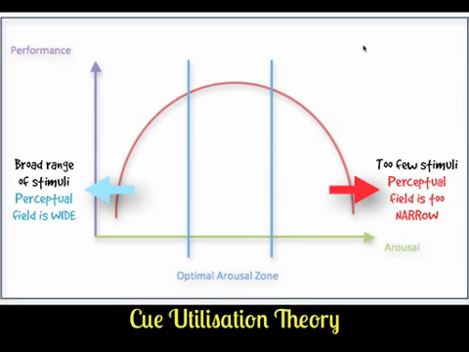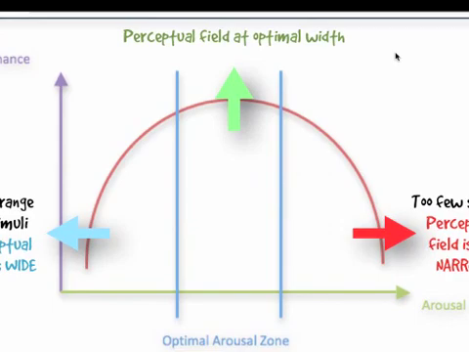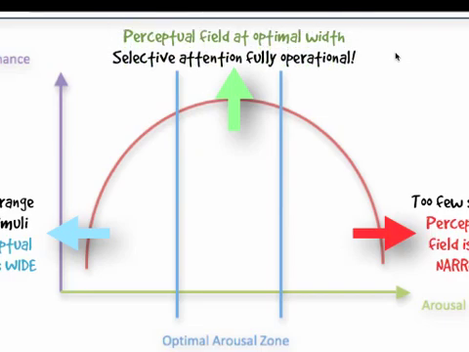So they're the two extremes of this inverted U with cue utilization. Now what it suggests is when you are optimally aroused, so in that centre third, it creates a perceptual field that shows optimal width. So we're not thinking about too few things, we're not thinking about too many things, we're thinking about the correct things. And that's called selective attention. So we're thinking about exactly what is correct at that moment in time for that particular skill to be delivered, rehearsed, utilised, whatever you want to call it.